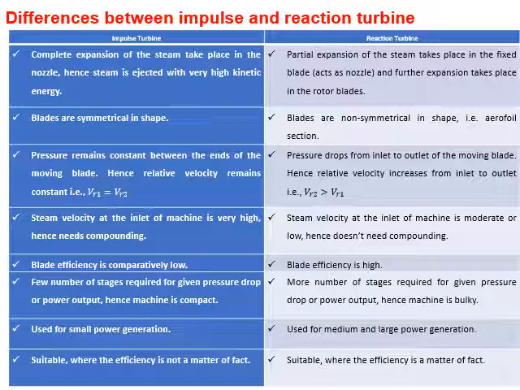So these impulse turbines are used for small power generation, but in larger power stations, reaction turbines are used. These impulse turbines are suitable where efficiency is not a matter of concern, but reaction turbines are suitable when efficiency is a matter of concern. So these are the differences between impulse and reaction turbines.